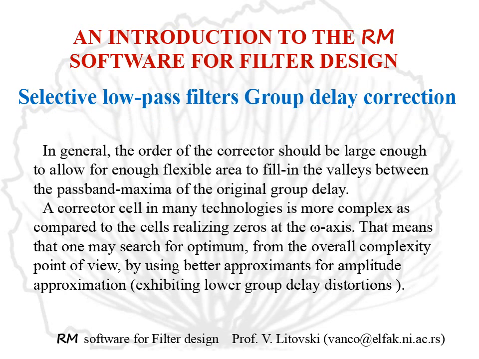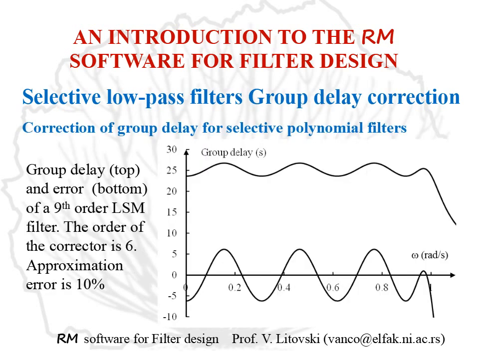In general, the order of the corrector should be large enough to allow for enough flexible area to fill in the valleys between the passband maxima of the original group delay. A corrector cell in many technologies is more complex as compared to the cells realizing zeros at the omega axis. That means that one may search for optimum from the overall complexity point of view by using better approximants for amplitude approximation exhibiting lower group delay distortions.